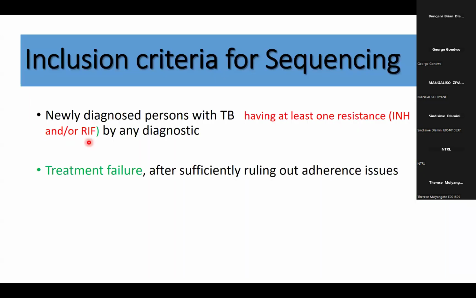So how do we select samples for sequencing? We are not sequencing all of them; they are sequenced based on priority. This includes all samples which are INH resistant or rifampicin resistant, and also treatment failures. The treatment failures will be sequenced only if the clinician has ruled out issues related to adherence. Maybe someone may ask, why are you only choosing INH or RIF? So we say, let's start with INH.